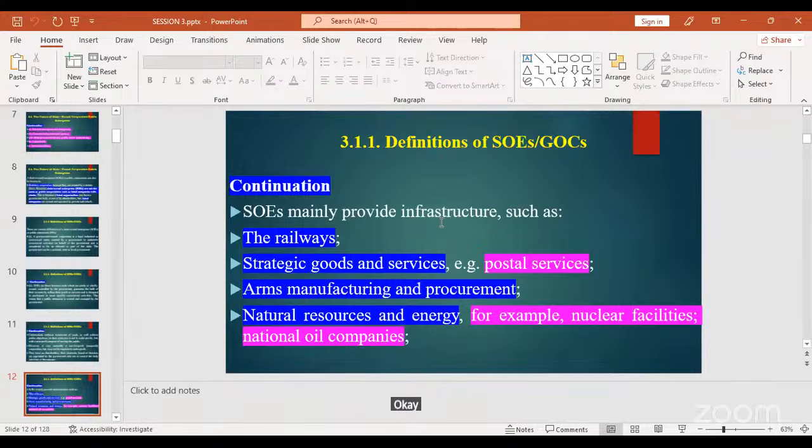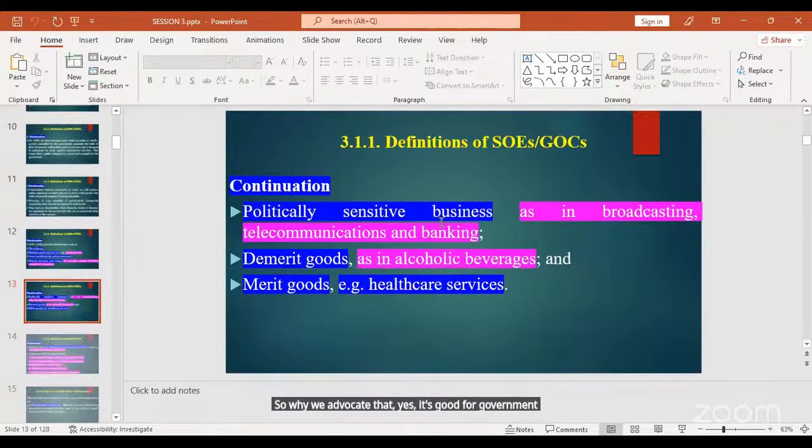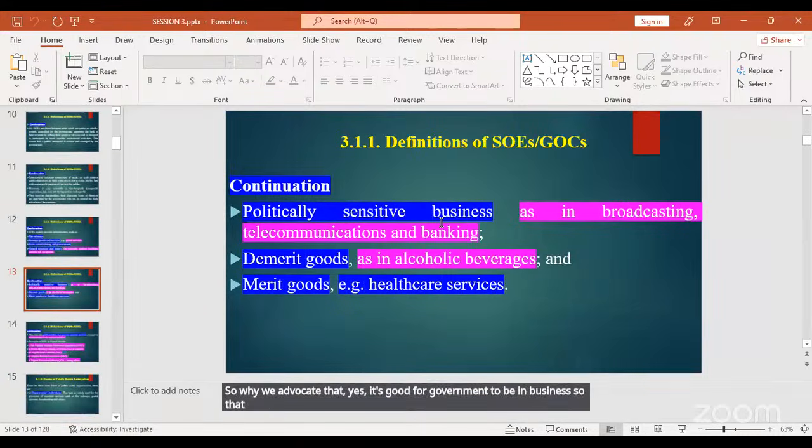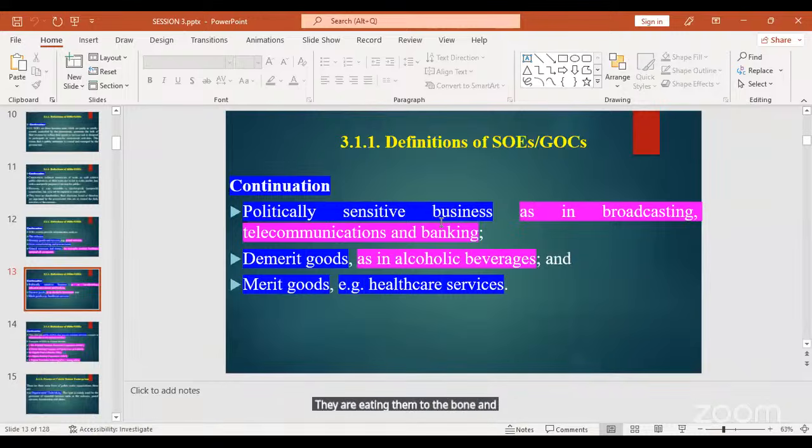Okay? So why we advocate that yes, it's good for government to be in business is so that things that are meant to be social amenities will be easily affordable and accessible to us. Those people government hire to work in those places are running those places down. They are eating them to the bone and marrow. So it has demerits, it has disadvantages to the government.